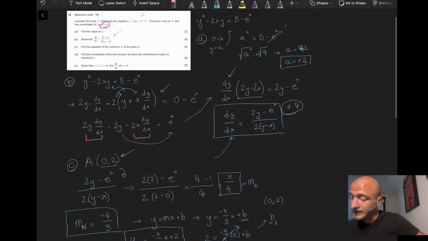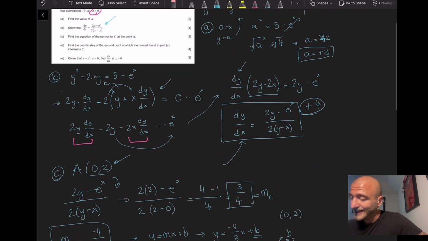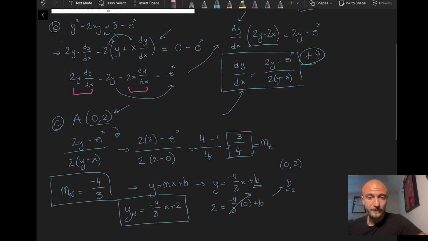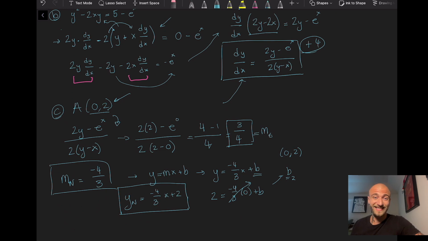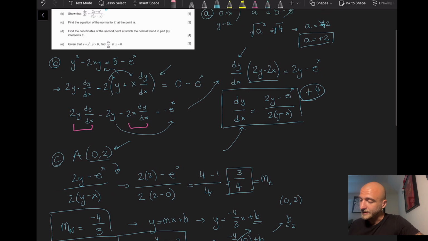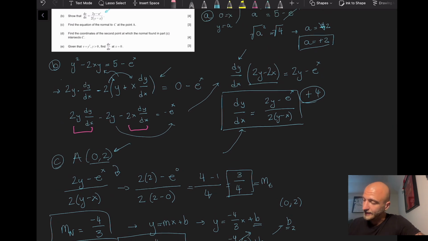We're on part D. Part D is asking us to find the coordinates of the second point at which the normal that we just found, y equals negative 4/3 x plus 2, intersects the curve C, the second point. So it's telling us this curve has a bit of a weird shape and the normal touches the curve at another point. Whenever we see the word intersect, we usually think, oh, we're going to set the equations equal to each other. In this case, we can't necessarily do that because the original equation we're given, if we highlight it here, it's not written in terms of y equals something.